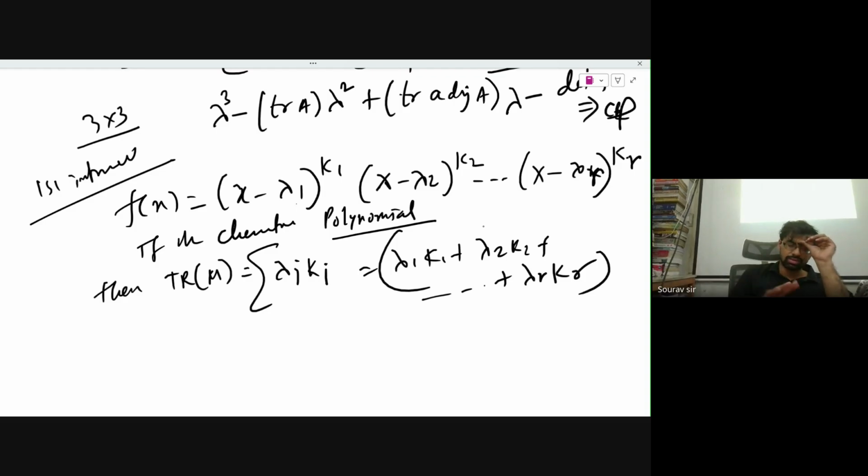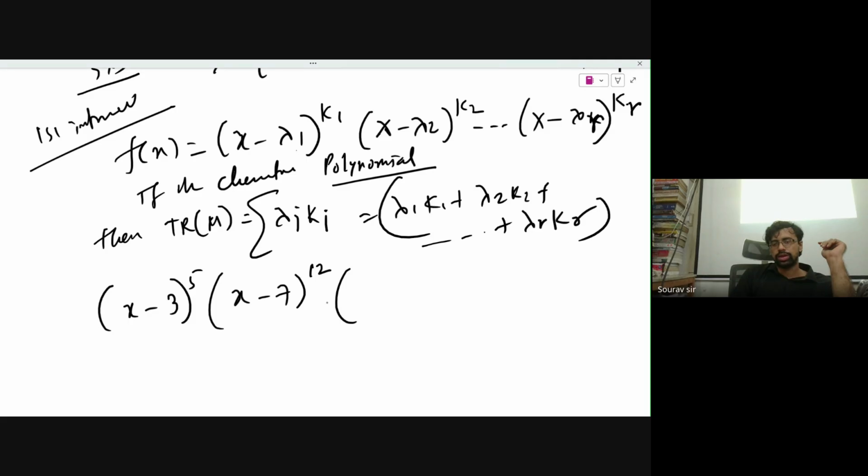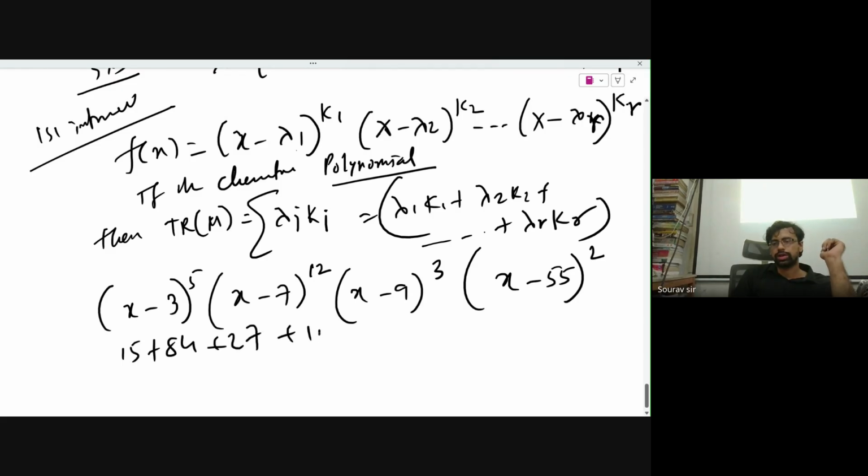This is a big derivation. कोई जरूरत नहीं। Actually on this basis the question came. The question was given as x minus 3 whole to the power 5, then x minus 7 whole to the power 12, then x minus 9 whole to the power 3 and x minus 555 whole to the power 2 in this way. Like these values are given. What is the trace of the given matrix? So what is the trace? 15 plus 84 plus 27 plus 100.